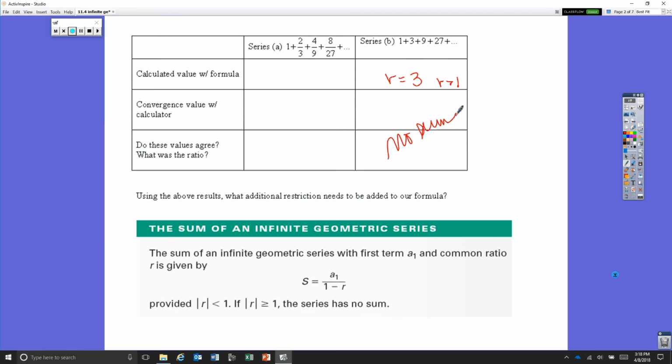So when do you get a convergent sum? When you're going to infinity is when you have a ratio of decay. Then you will get a sum such that the first term divided by 1 minus the ratio gives you a total. If your ratio is a ratio of growth, you will have no sum because it also just keeps growing.